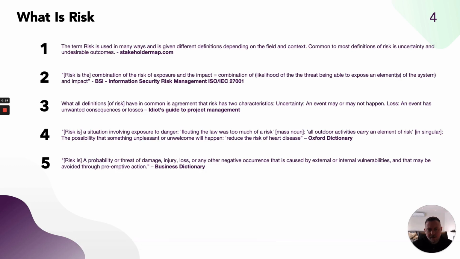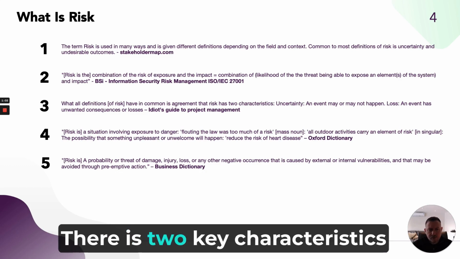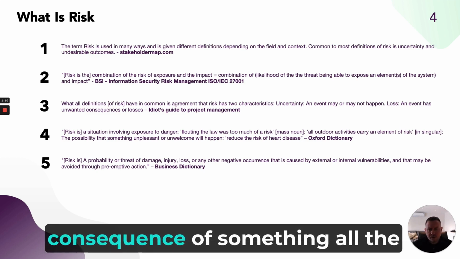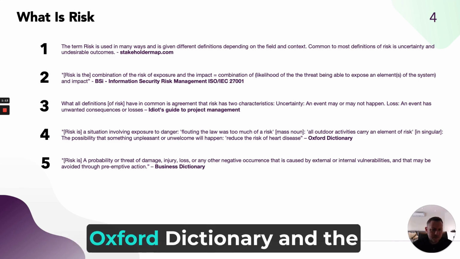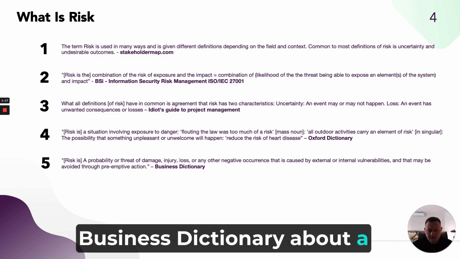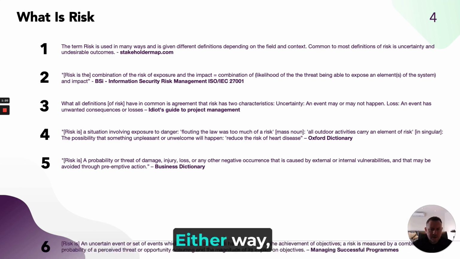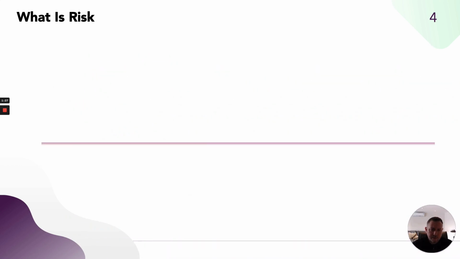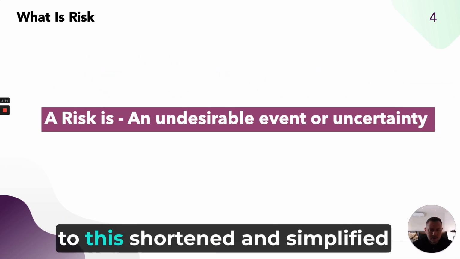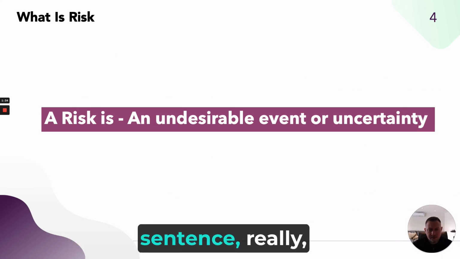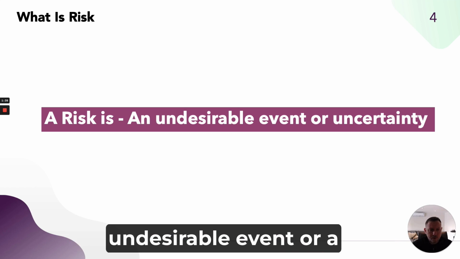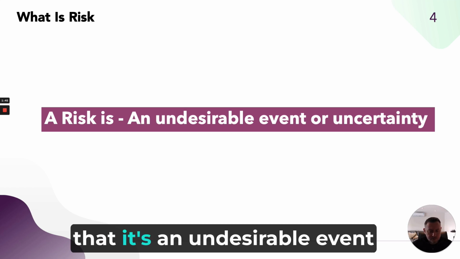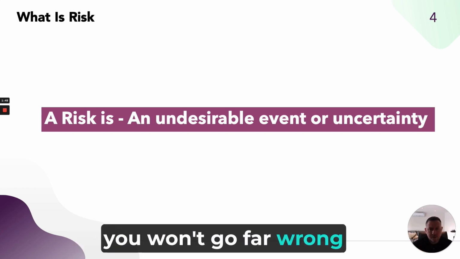From a project management perspective, it agrees there are two key characteristics: uncertainty, an event that may not happen, and loss, an event that is an unwanted consequence of something, all the way through to something from Oxford Dictionary and the Business Dictionary about a threat to damage, injury, loss or negative occurrence. Either way, there's only 7 listed here, but ultimately they boil down, in my view, to this shortened and simplified sentence: a risk is an undesirable event or a level of uncertainty. Whatever you read, if you just keep that in mind, you won't go far wrong.